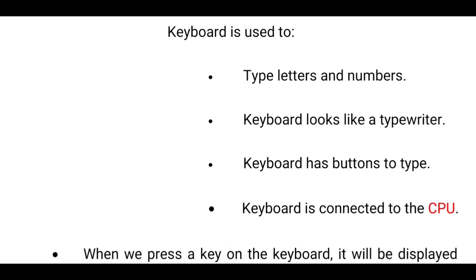Keyboard is used to, first, type letters and numbers. Second, keyboard looks like a typewriter. If you want to write in the computer, or if you want to type letters and numbers in the computer, we should use keyboard. Third, keyboard has buttons to type. Without buttons, we cannot write any letter or any number into the computer.